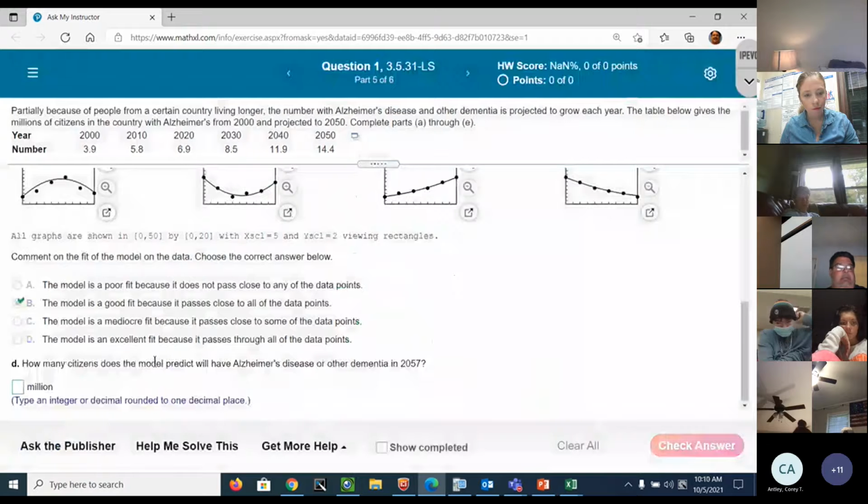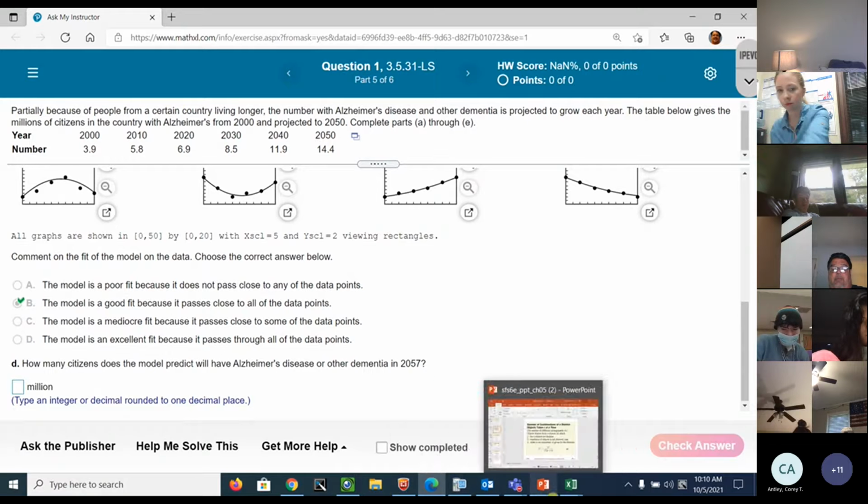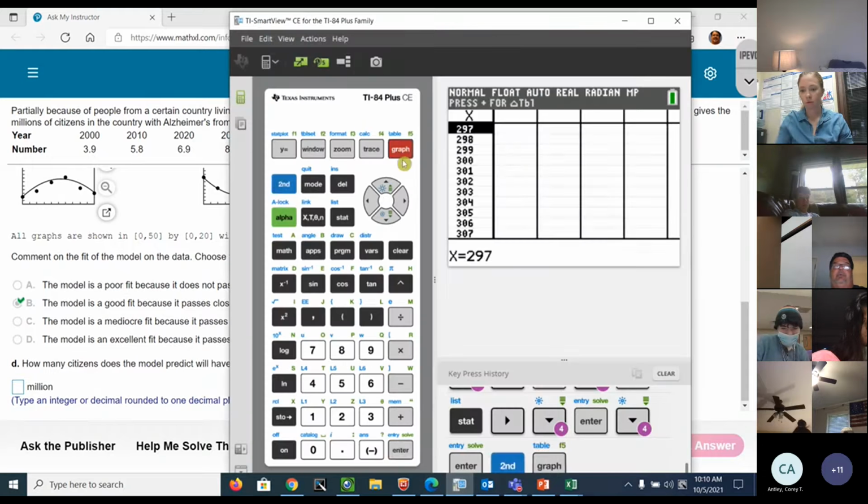Good gracious. This is not a test question, and for 15 parts. How many citizens does the model predict will have Alzheimer's in 2057? Well, you have to go to your table and look up 57 if it's in your calculator. So I'm going to hit table, second table, and look for 50. I don't forget what they said. 50 what? 2057.